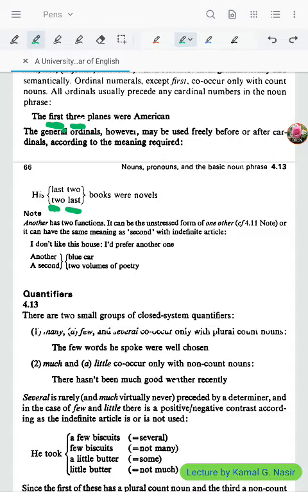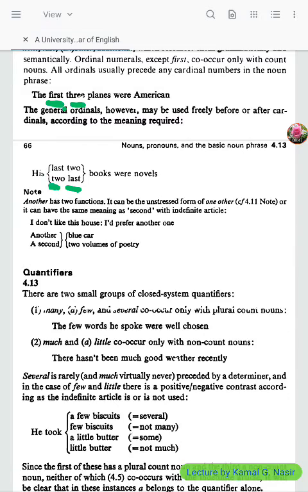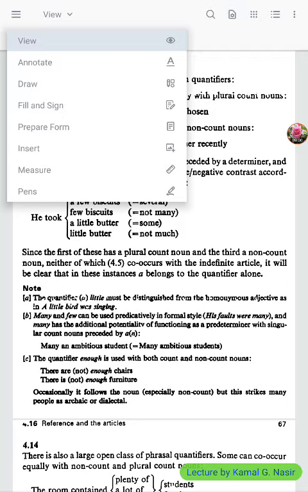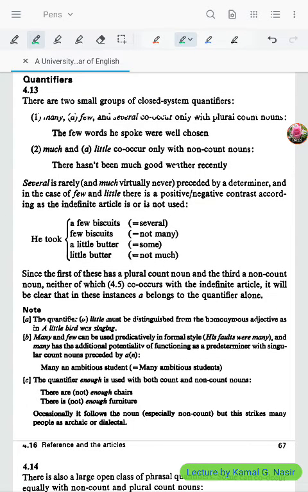Now we come to the second type of post determiners. Of post determiners, they are the quantifiers. So what do we say? We have two small groups of closed system quantifiers.